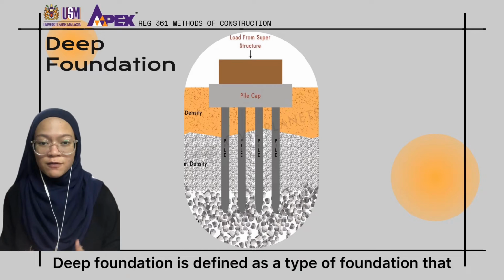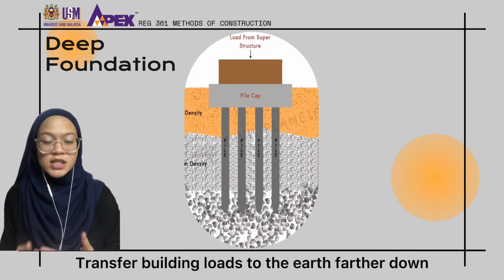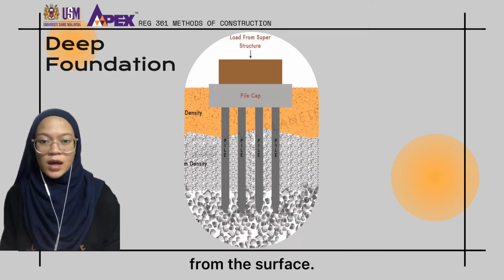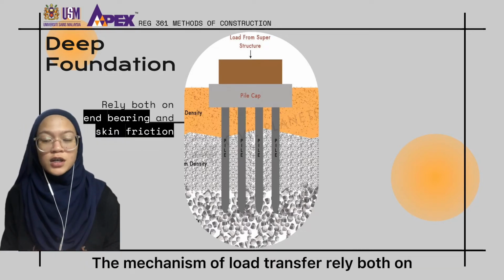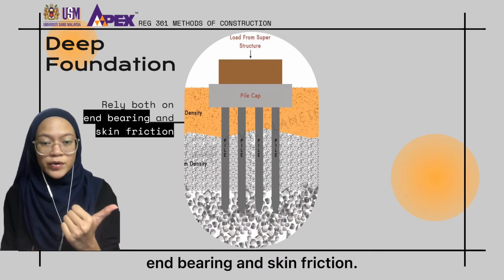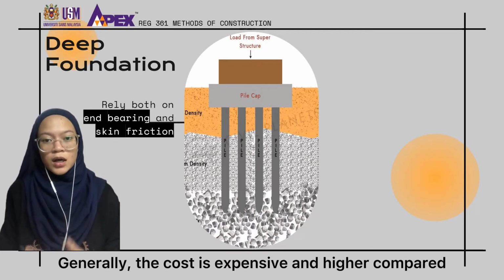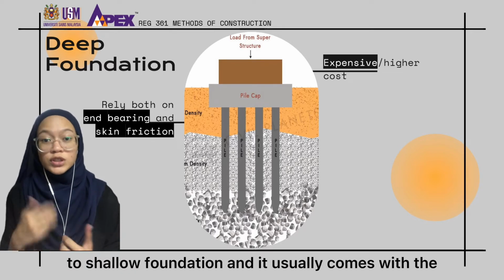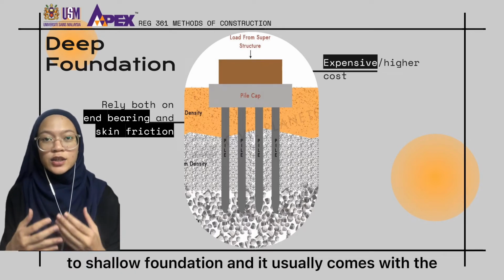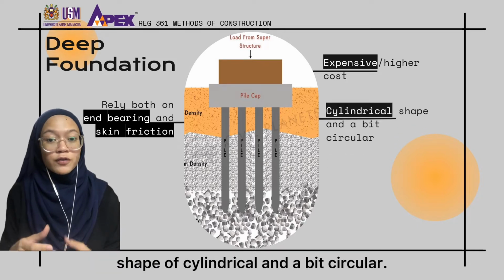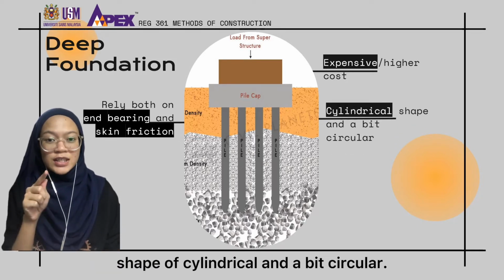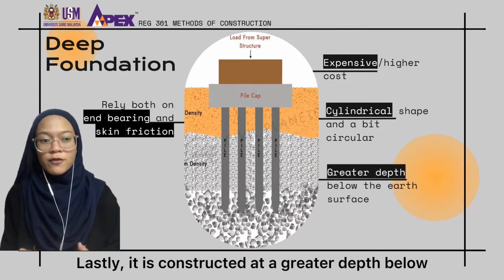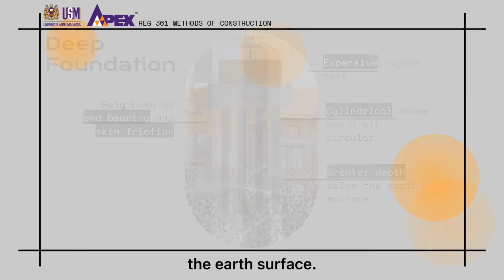Deep foundation is defined as a type of foundation that transfers building loads to the earth farther down from the surface. The mechanism of load transfer relies on both end bearing and skin friction. Generally, the cost is expensive and higher compared to shallow foundation, and it usually comes in a cylindrical and a bit circular shape. Lastly, it is constructed at a greater depth below the Earth's surface.